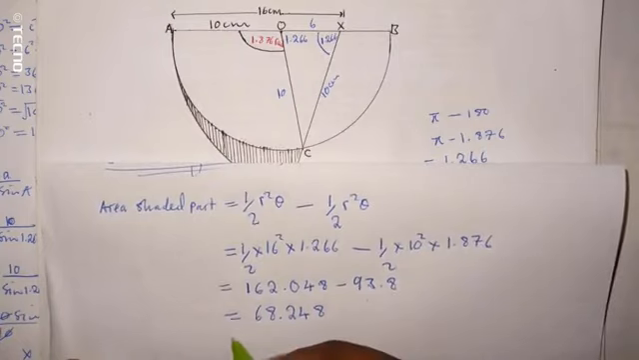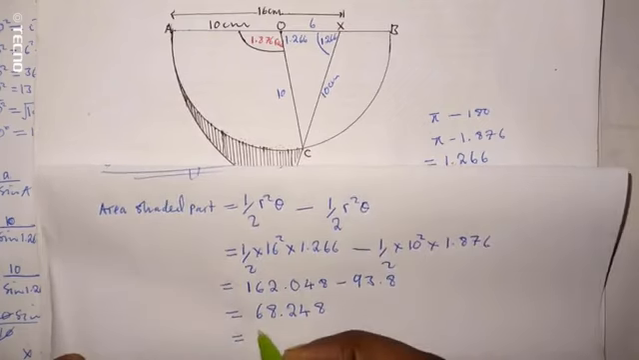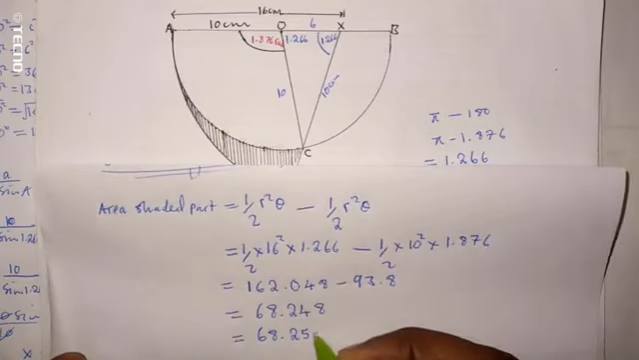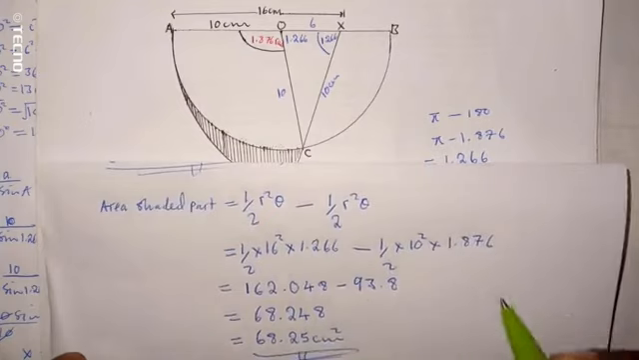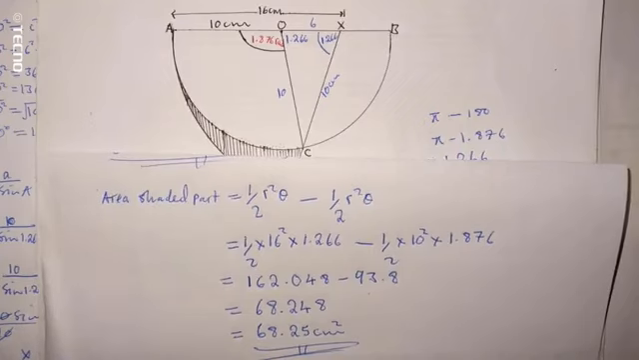Now rounding off to 2 decimal places, it will be 68.25 centimeter squared. So this is the area of the shaded part, the area of the shaded region.